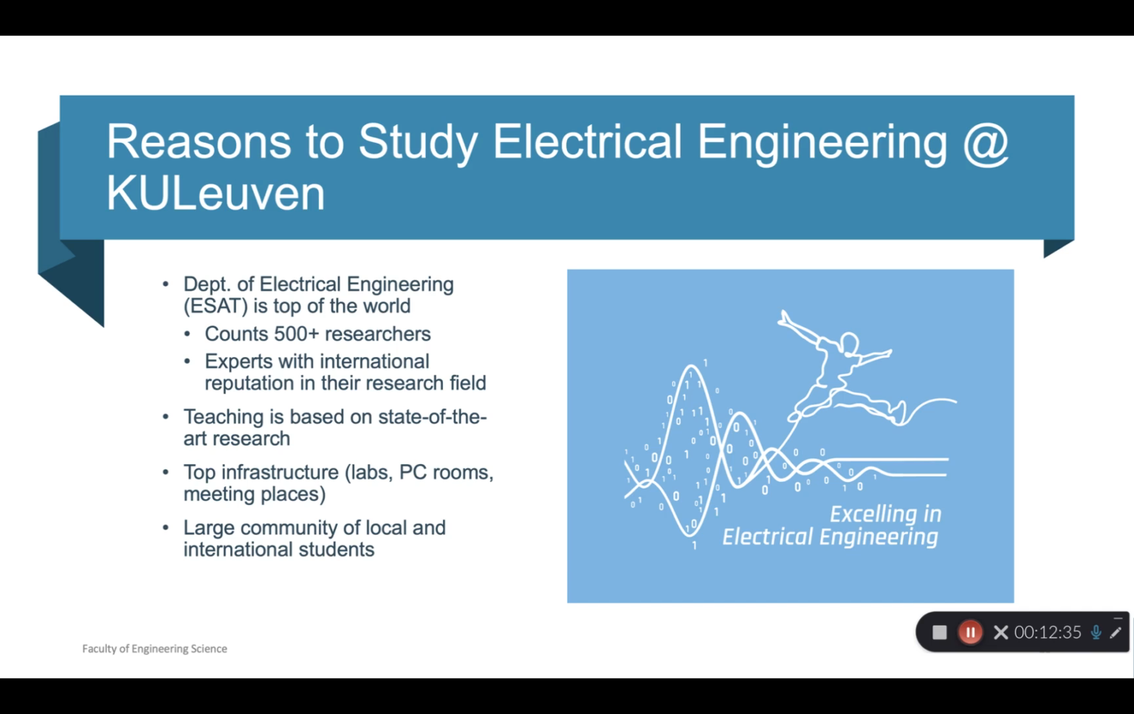So, to summarize a few reasons to study electrical engineering at KU Leuven: our department, which is also known as the ESAT department, is top of the world in electrical engineering. We have more than 500 researchers in our department. So we're one of the largest departments of the university, and many of our researchers are experts with an international reputation in their research field, be it cryptography, be it circuit design, be it signal processing. In all these types of applications we have world top experts, and our teaching is based on the state-of-the-art research of these experts.